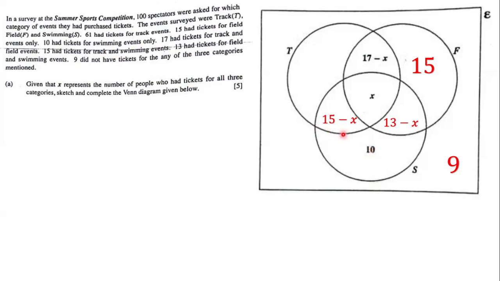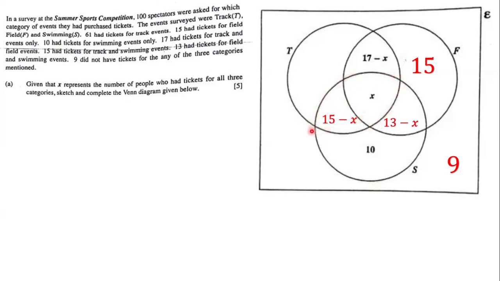What else do we know? They tell us that 15 had tickets for track and swimming events. Track and swimming is represented by this particular oval, the intersection of track and swimming. So this whole oval is 15. But we know that this part is X. So that means that this part must be 15 minus X, since the whole thing is equal to 15.